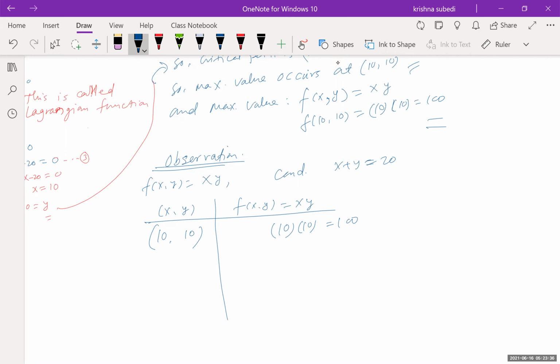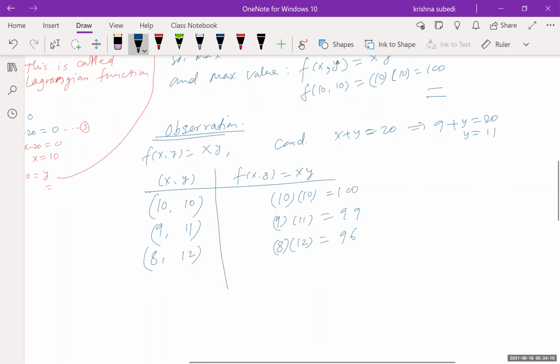Let us try a couple of other possibilities. So if I suppose x equals 9, then what is your y? When x is 9, x plus y is 20, so that means y must be 11, right? In that case, you'll get 9 times 11, which is 99, less than that. Let us try x is 8 and y is 12, for example. What happens? 8 times 12, which is 96, even less than 100.